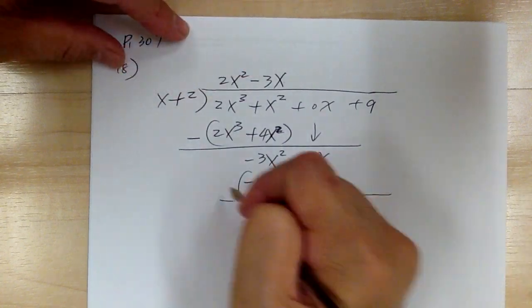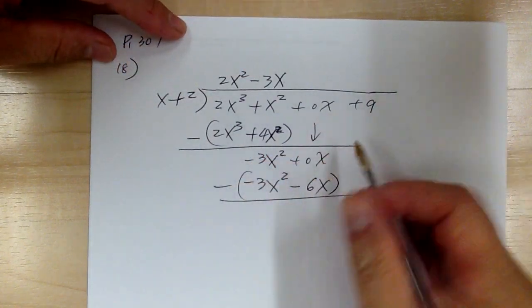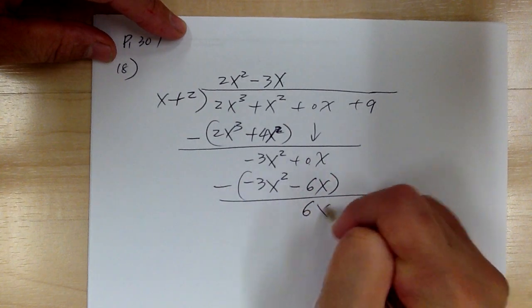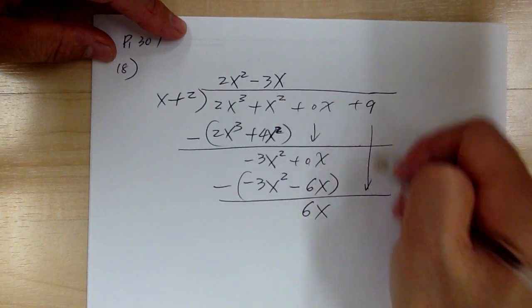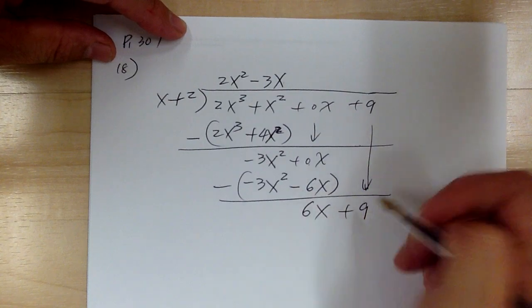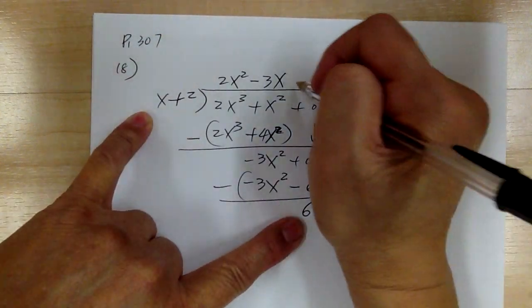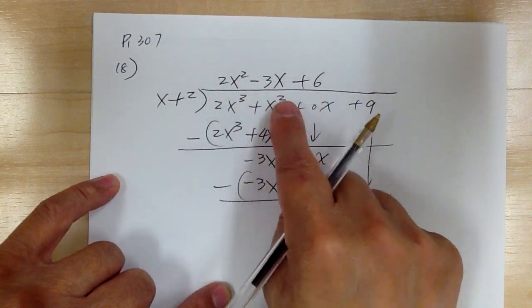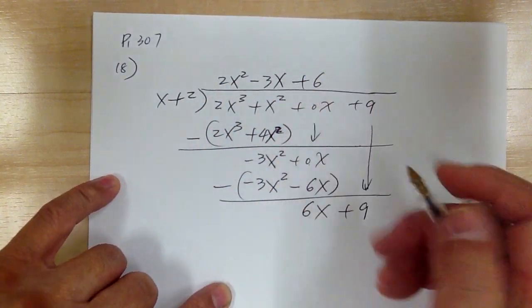Okay, put parentheses, subtract, so this cancels out. So now you've got 0 minus negative 6, which will give you positive 6. After you subtract, you drop the next term. So again, from here you need to get plus 6. Notice it always goes down in order, right? X to the 2, x to the 1, x to the 0.